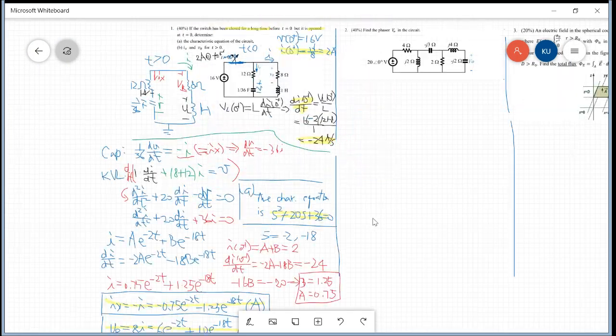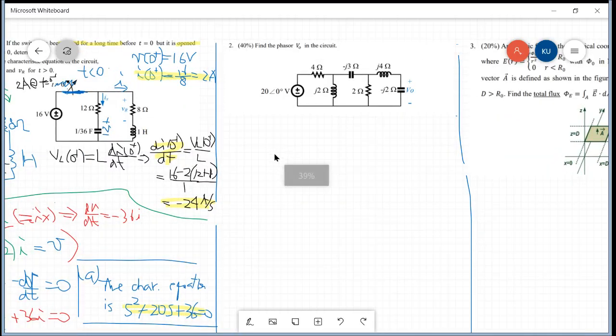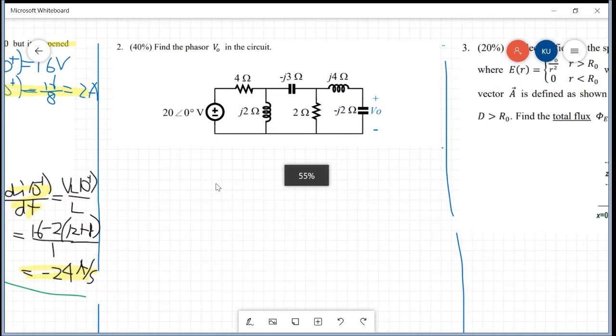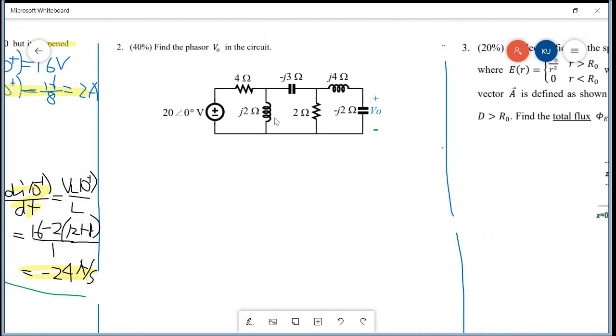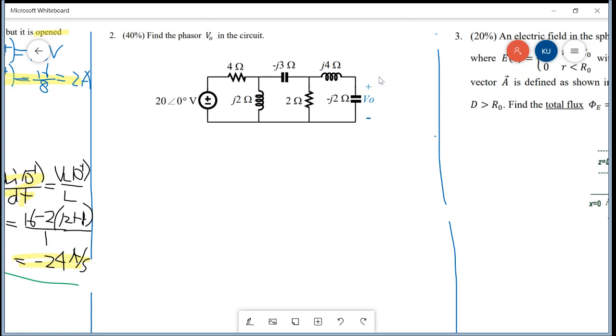Okay, so let's see the other one. So this is still an RLC circuit, but the component values are in a phasor domain. So we will try to find the phasor VO.